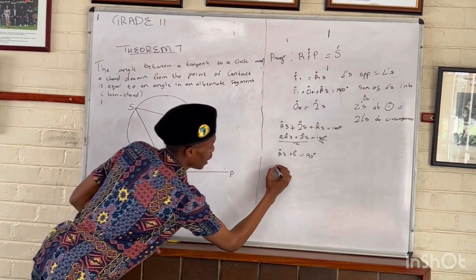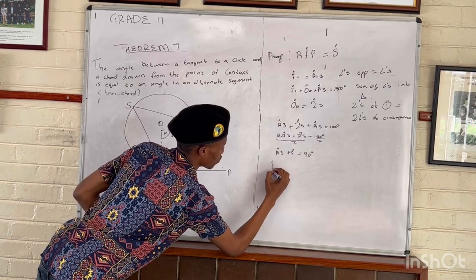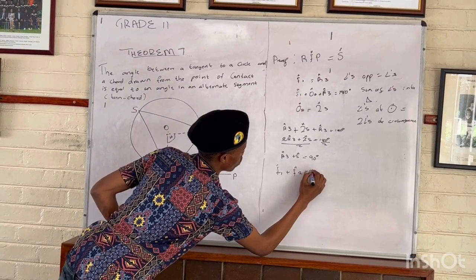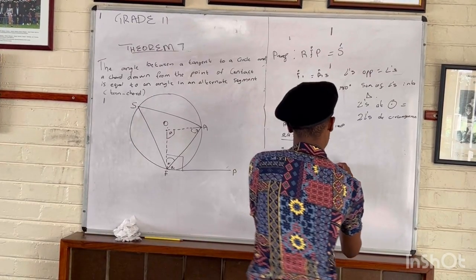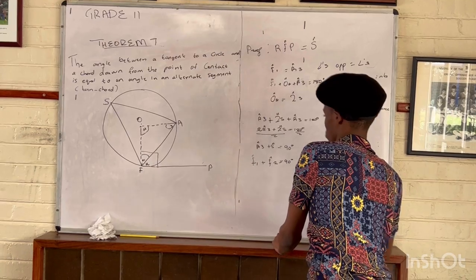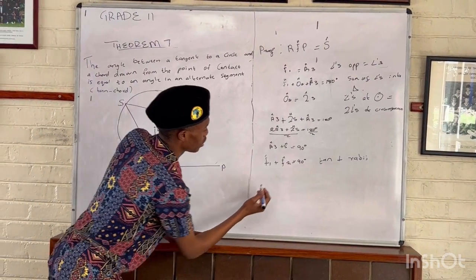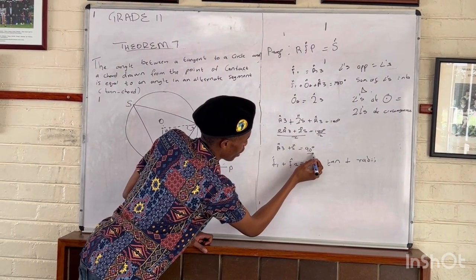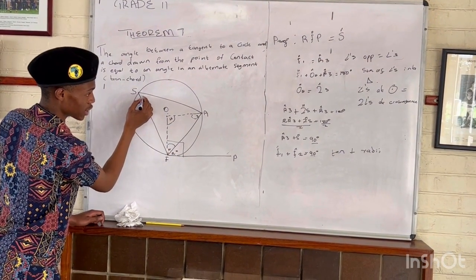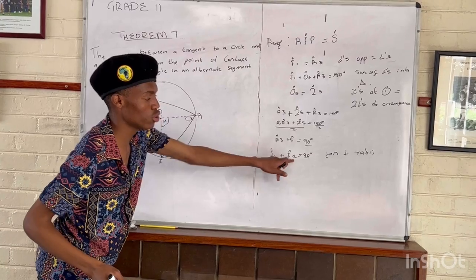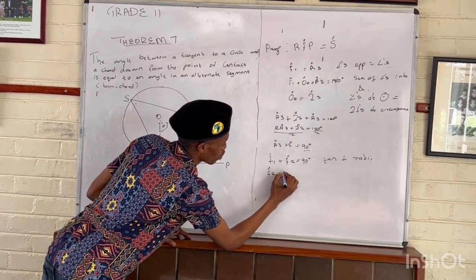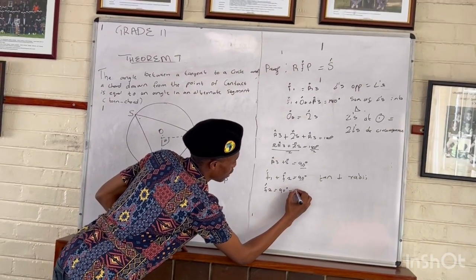Then it means that angle F1 plus angle F2 is equal to 90 degrees, because a tangent is perpendicular to a radius. Then it means that we have our 90 degrees here, we have our 90 degrees here. Then we have to prove that angle F2 is equal to angle S. It means that we have to make F2 the subject of the formula. Then we can say that F2 is equal to 90 degrees minus F1.